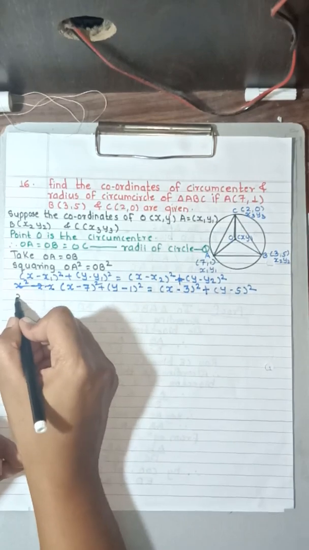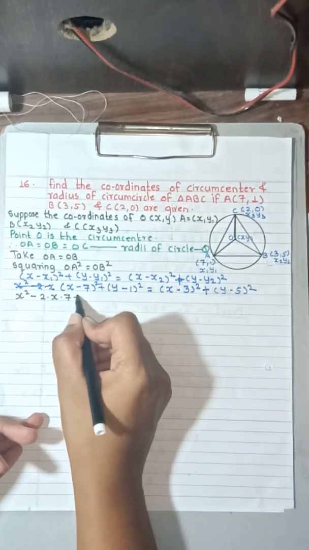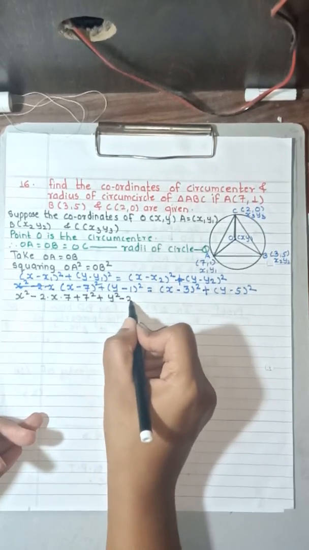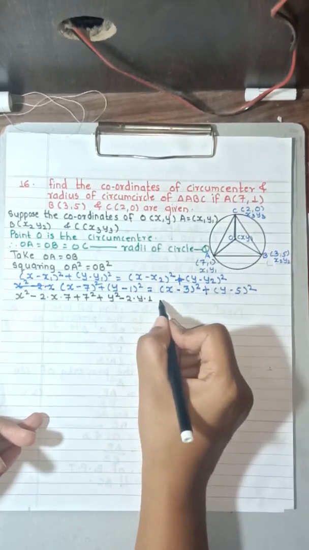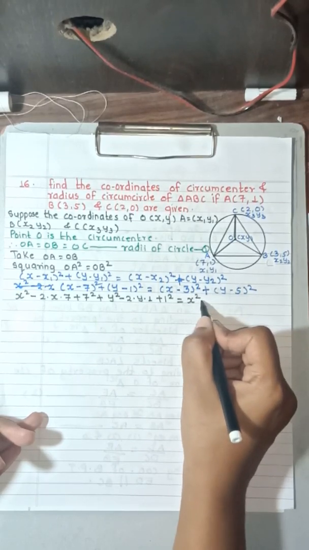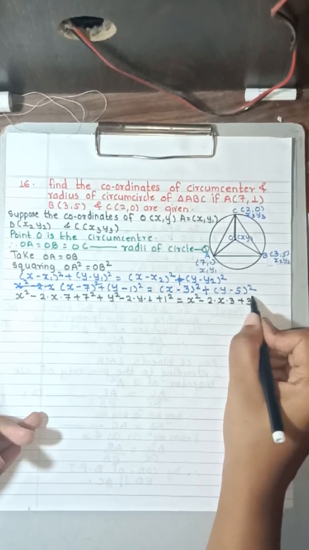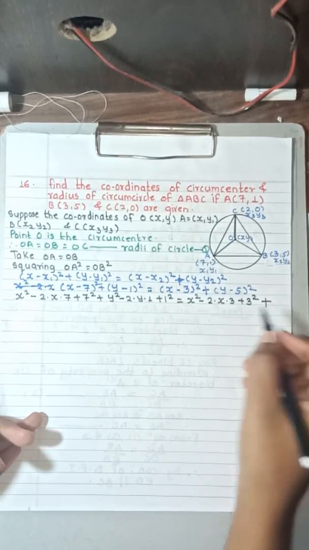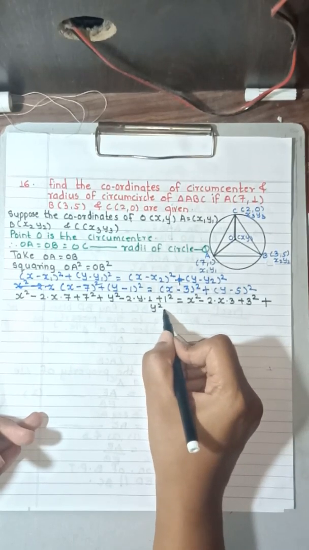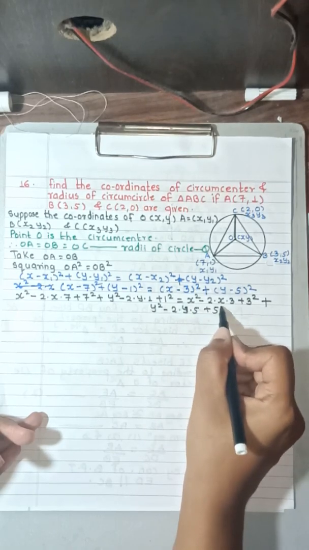Okay, now this will be x square minus 2 into x into 7 plus 7 square plus y square minus 2 into y into 1 plus 1 square is equal to x square minus 2 into x into 3 plus 3 square plus, here in the last bracket, y square minus 2 into y into 5 plus 5 square.